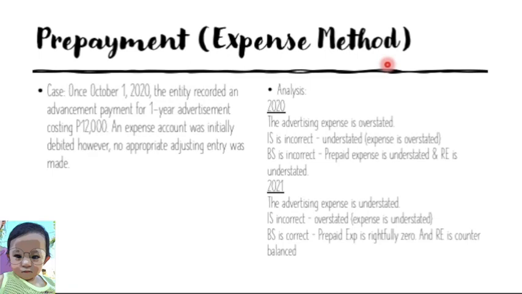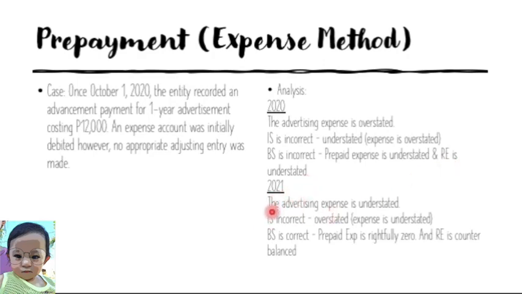But because we failed to do that, the advertising expense is now overstated. So if the expense is overstated, the relationship to net income is inverse. That would mean net income is understated. Your balance sheet is also incorrect because you were not able to recognize the unexpired portion. That means your prepaid expense is understated as well. Since your net income is understated, then net income is close to retained earnings. It follows retained earnings is understated.